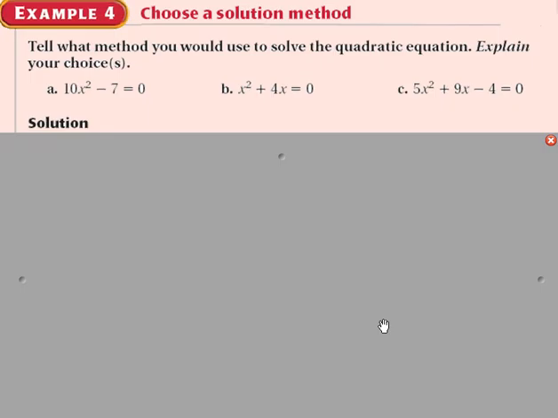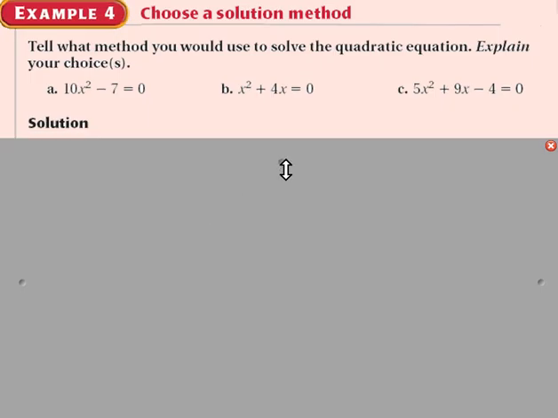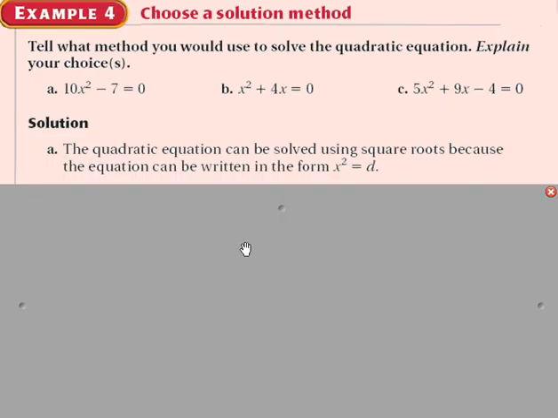All right, take a look at each of these, and we'll see if we can figure out which one is the best method to solve. Letter A, we're starting with 10x squared minus 7 equals 0. First thing you should notice is that there is no middle term. There is no bx. This one would be a piece of cake to solve just by adding, dividing, and taking a square root. So we would solve it using square roots.